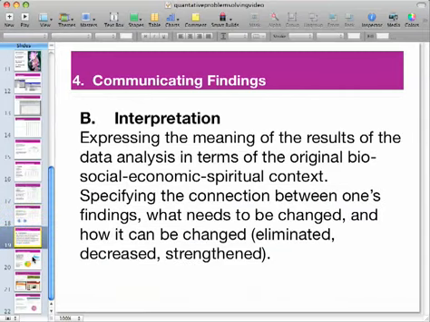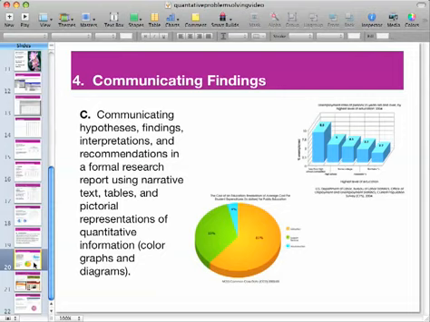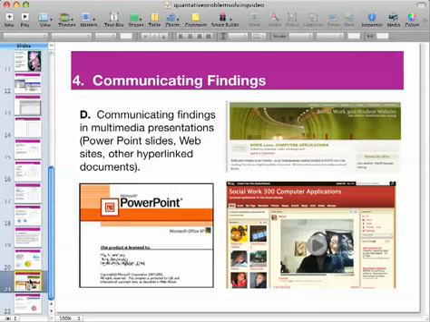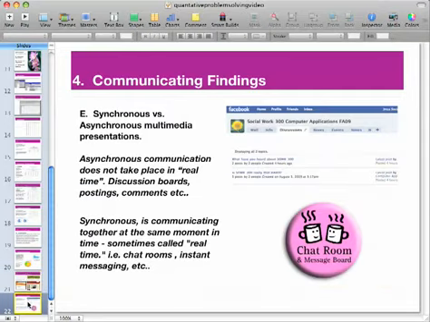And communicating your findings through tables and graphs, interpreting your findings, being able to present that information to others in charts and graphs, or on websites, and of course on Facebook or discussion boards.